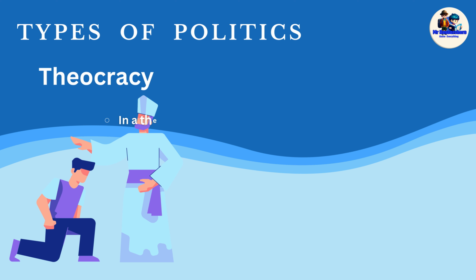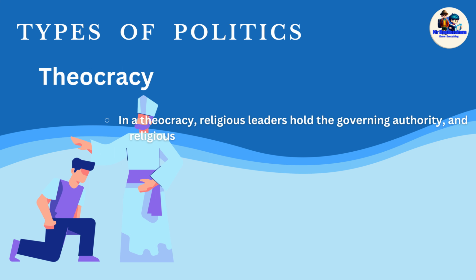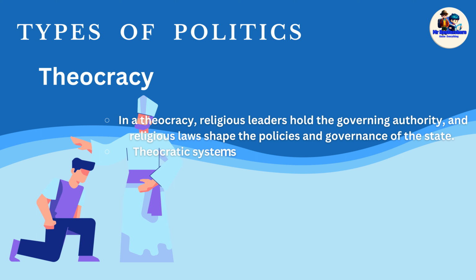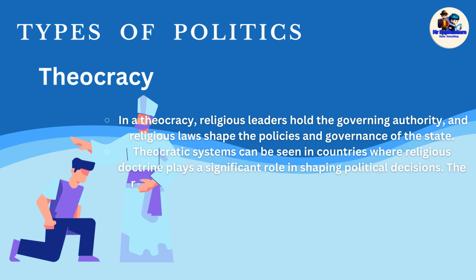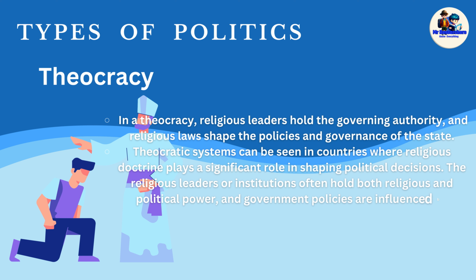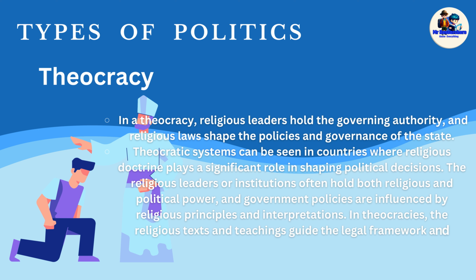4. Theocracy. In a theocracy, religious leaders hold the governing authority, and religious laws shape the policies and governance of the state. Theocratic systems can be seen in countries where religious doctrine plays a significant role in shaping political decisions. The religious leaders or institutions often hold both religious and political power, and government policies are influenced by religious principles and interpretations. In theocracies, the religious texts and teachings guide the legal framework and societal norms.